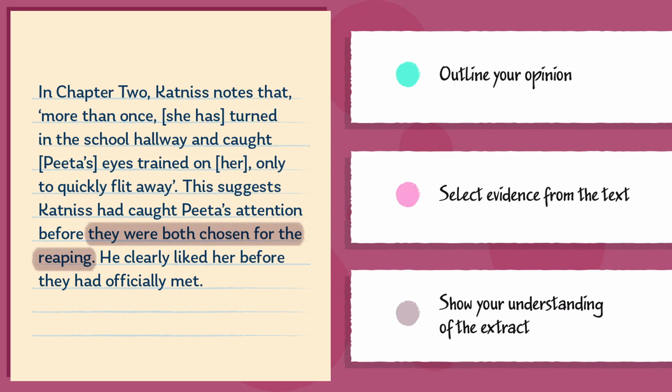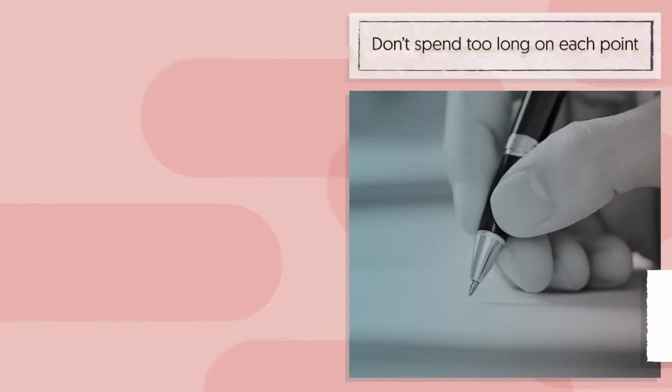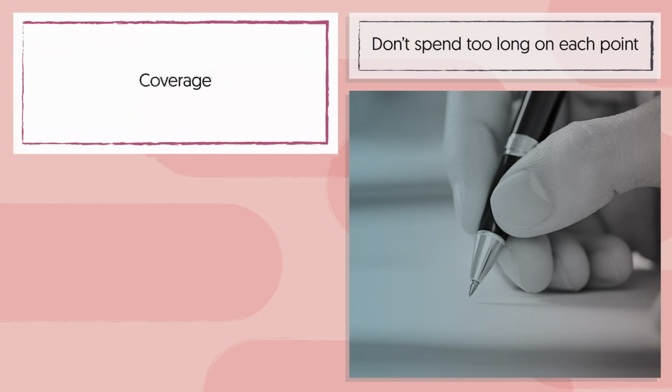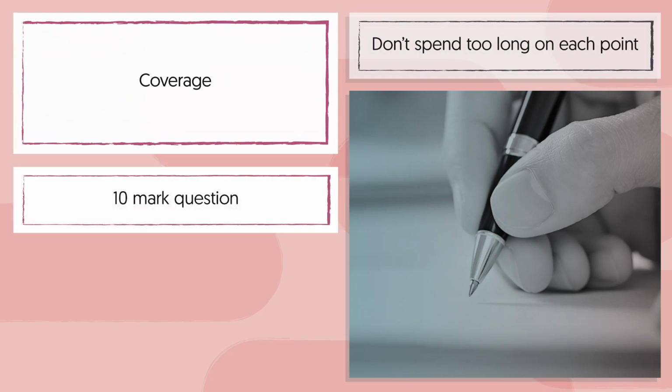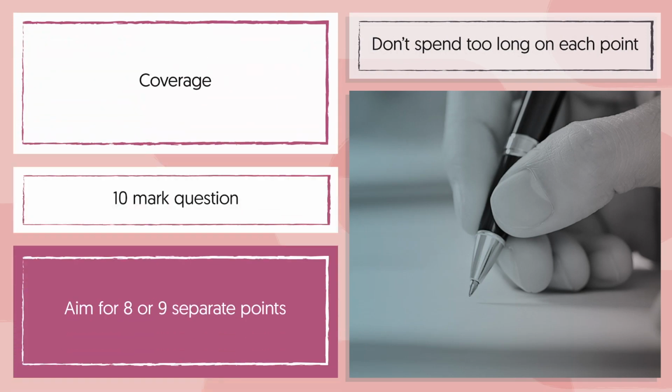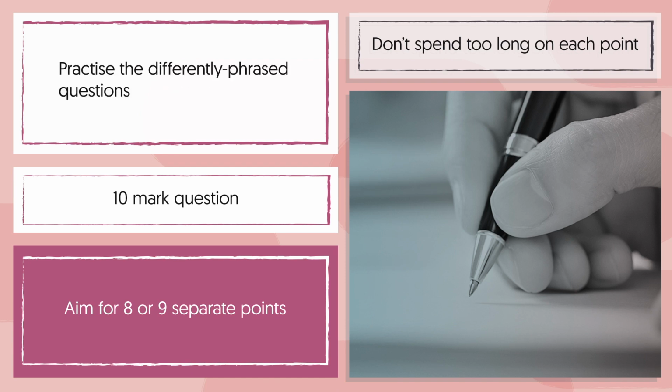If it helps support your point, show your understanding of the extract by explaining what's happening at this point in the story. Don't spend too long on each point you're making. Instead, it's about the coverage. With a 10-mark question, try to aim for 8 or 9 separate points, which cover both content and language. We'll leave it there. It'd be a good idea to practice the differently phrased questions you could be asked to build up your confidence before the exam.